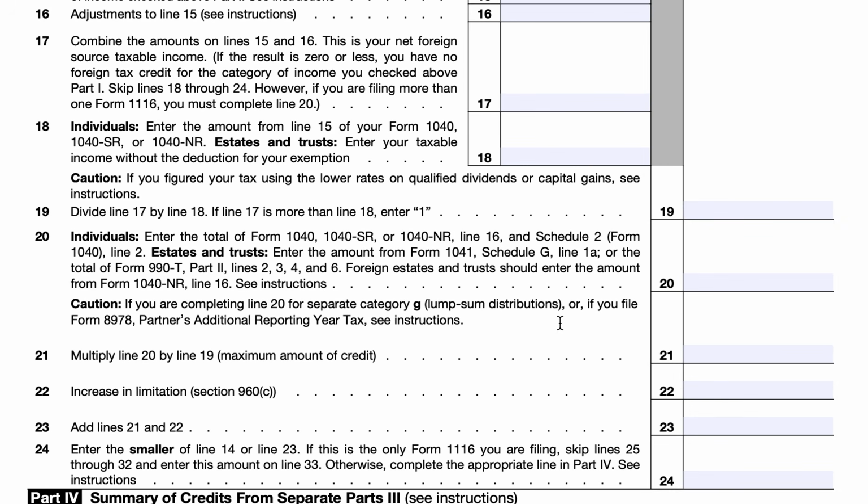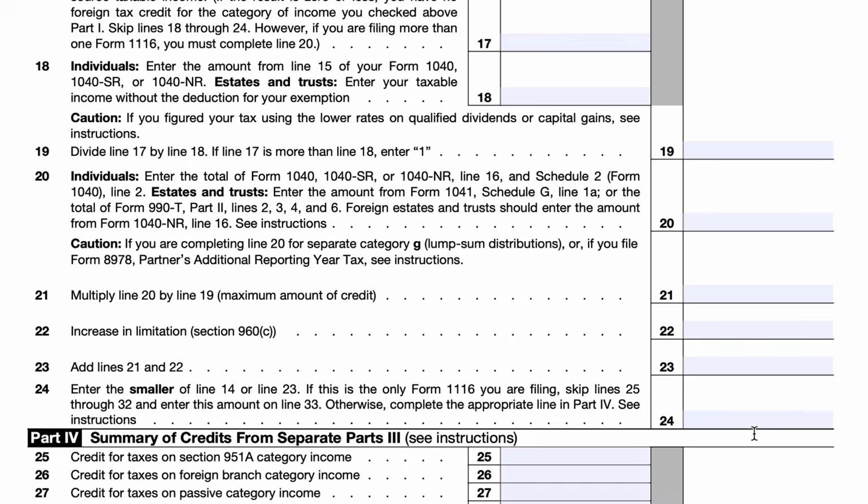Line 21, you will multiply line 20 by line 19, and this represents the maximum amount of your credit. For line 22, you'll enter the amount of any increase to your limitation as determined under the excess limitation rules of Section 960C. For line 23, you'll add lines 21 and 22 and enter the result here. For line 24, you will enter the smaller of line 14 or line 23. If this is the only Form 1116 that you are filing, you may skip the rest of the form and enter this amount on line 33. Otherwise, you will need to complete the appropriate line in Part 4.